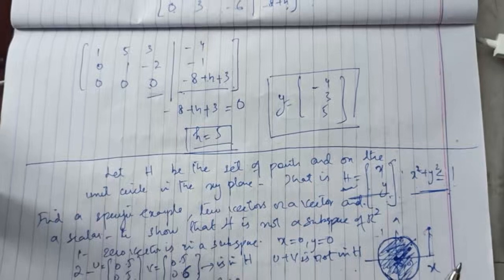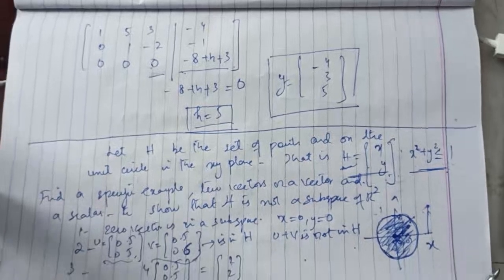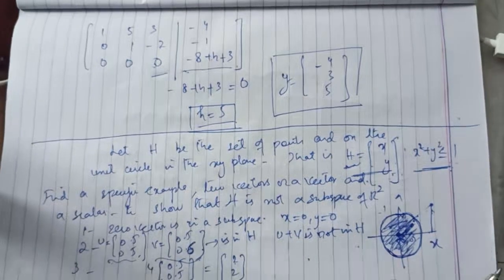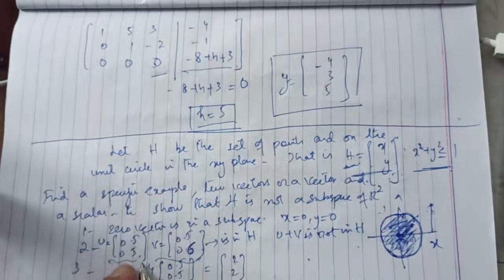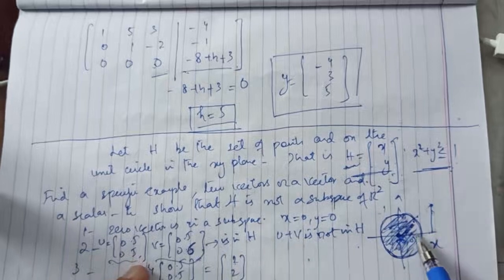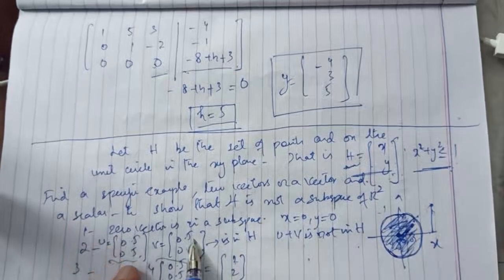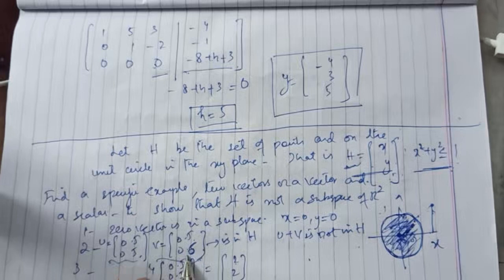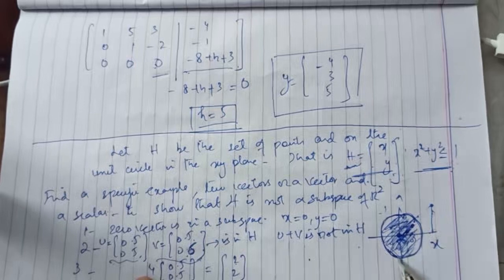Now let's look at the second property, in which the sum of two vectors in H should also be in H. If I take the vector u as (0.5, 0.5), which is in H, and v as (0.5, 0.6), which is also in H, and add u plus v, you find this will not be in H, because 0.5 plus 0.5 comes out as 1, and 0.5 plus 0.6 comes out as 1.1. So it will be out of this region, so the second axiom is not satisfied.